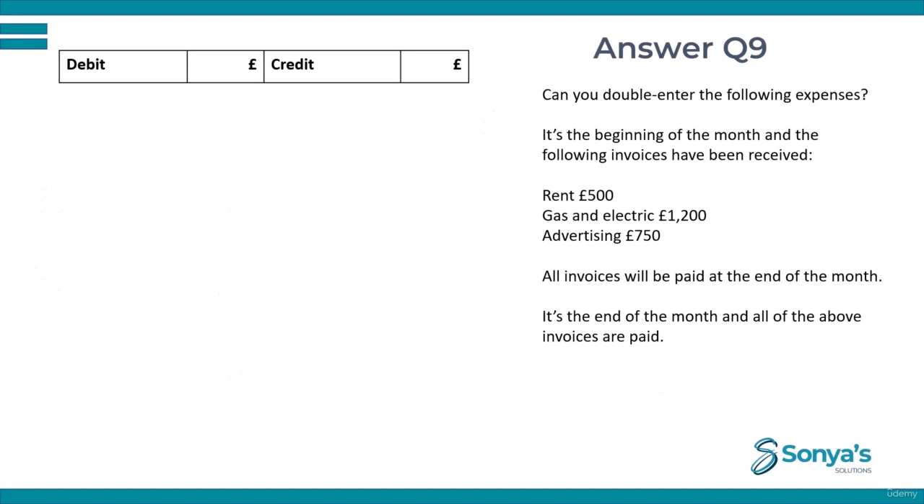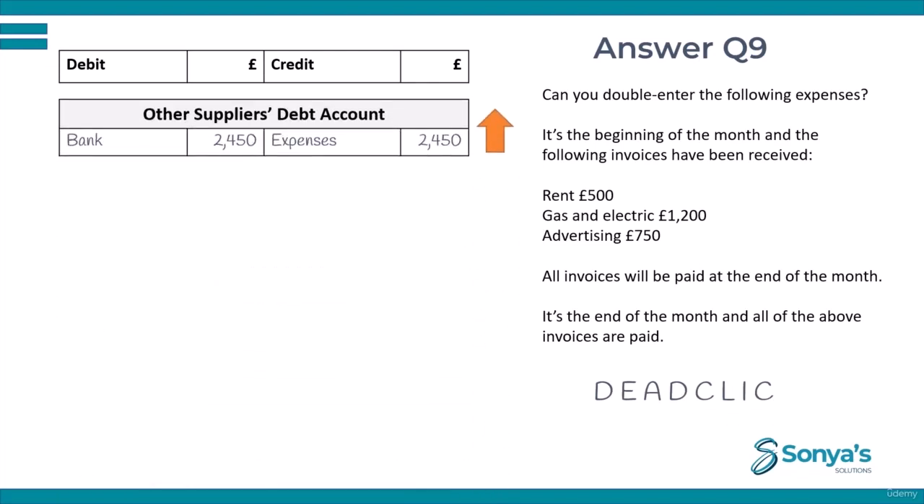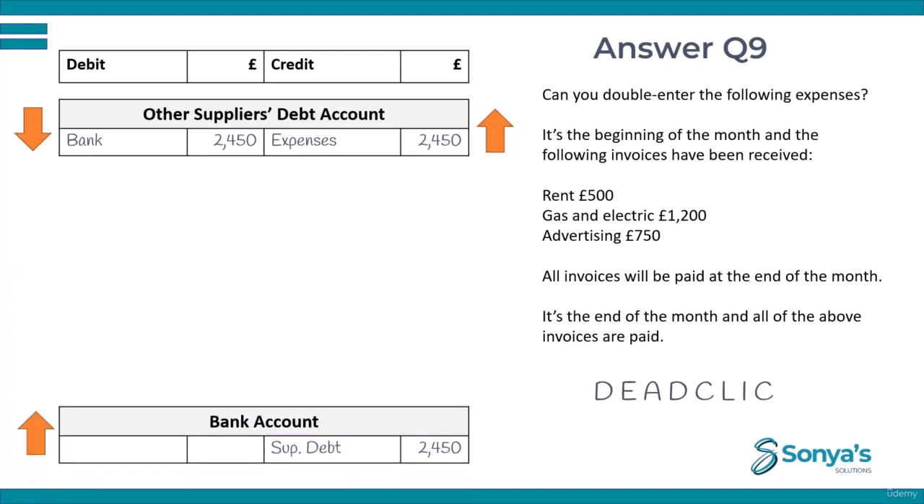At the end of the month, the invoices are settled. The debt is on the credit side of the other supplier's debt account. We need to remove it by making a debit entry. The equal and opposite entry is recorded in the bank account. We apply the rules of an asset account to the bank account, so the balance would be on the debit side. The credit entry reduces the asset of cash held at the bank.